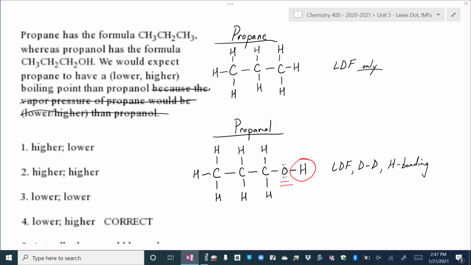Okay, well, if we just look at the first question, I'm only going to deal with this first part of this question. I'm not going to worry about that part. We would expect propane to have a higher or lower boiling point than propanol? Lower. Propane's going to have lower because it only has LDFs. It's the weakest intermolecular force. That is it. Okay.